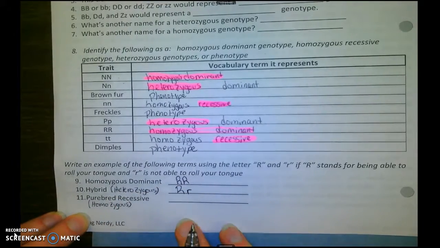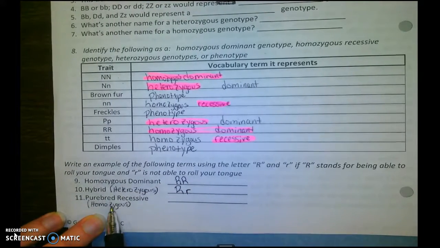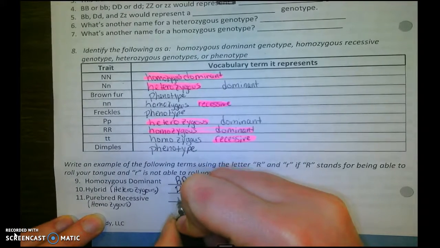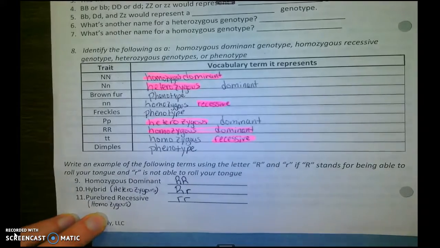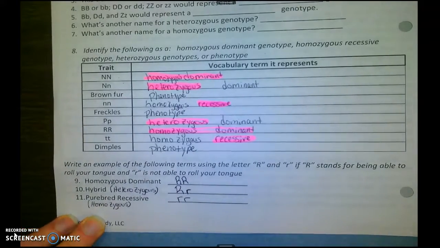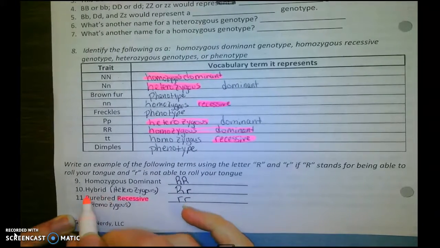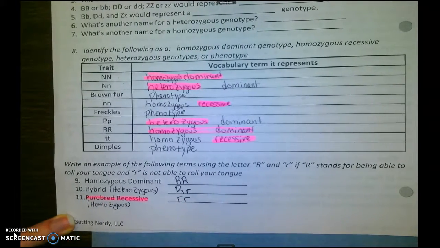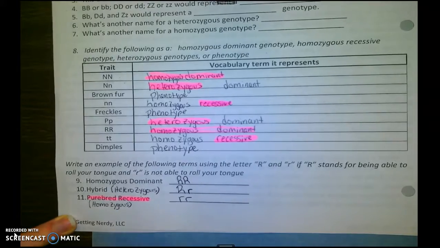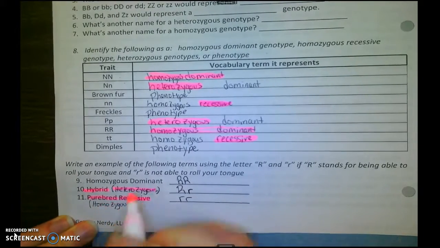homozygous recessive. And homozygous means the same case. Recessive means that they're going to be lowercase. Remember, the only things that you would really need is this recessive word, or you might see this purebred word. Either way, they're the same thing. Okay? Hybrid, heterozygous, same thing.